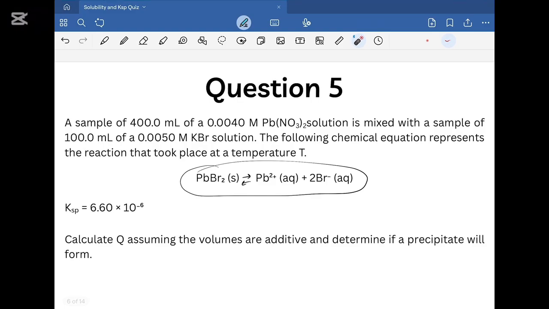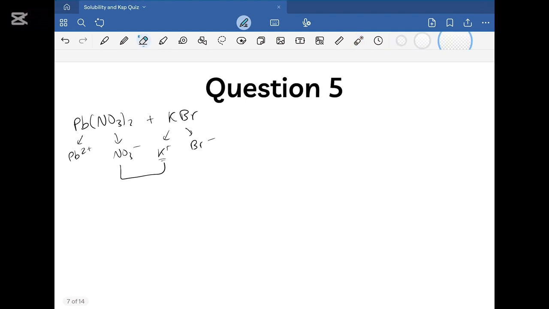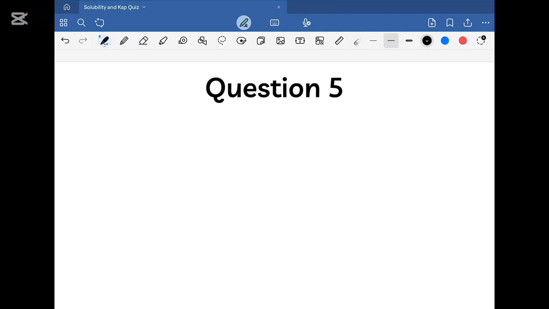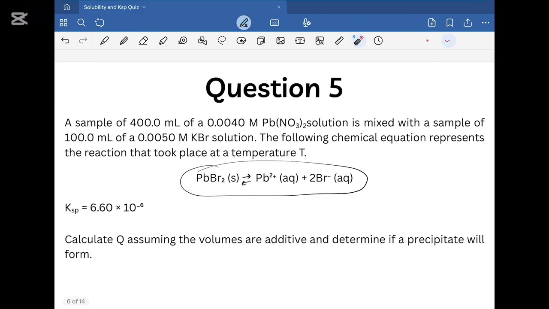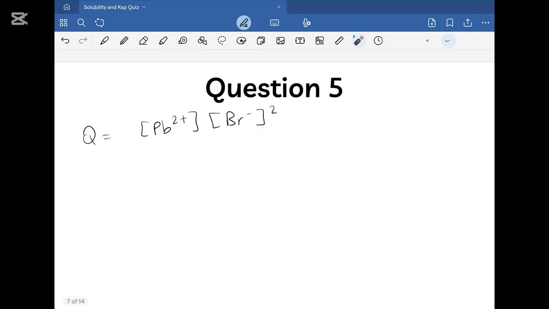So first I'm going to find the value for Q, and to find the value of Q we need to use the mass action expression. So Q is going to be equal to Pb2+ multiplied by Br- to the power of 2. And remember, we need to raise it to the power of 2 since we have 2 over here. And we're not going to include the solid, as a solid is not incorporated in the Q, or in the Ksp.